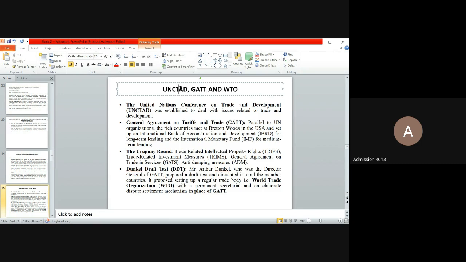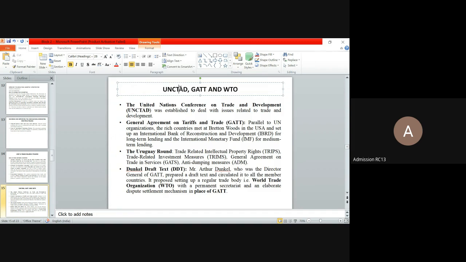When the war happened, many countries went into recession, and during that period the entire United Nations wanted to bring up the countries that had been hit by war. The economic crisis was huge, and trade was very low. It was under recession. So, in order to bring back trade, the General Agreement on Tariffs and Trade, that is GATT, was set up by the member countries. These member countries met at Bretton Woods in the USA and set up the International Bank for Reconstruction and Development, that is IBRD, for long-term lending, and the IMF, the International Monetary Fund, for medium-term lending.